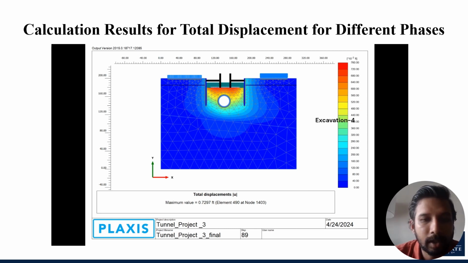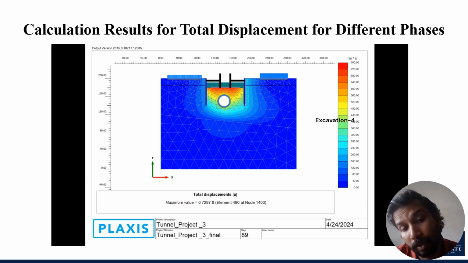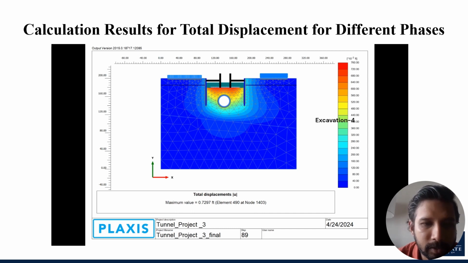Now we can see when we excavate our soil below the groundwater table. Our groundwater table is at 15 feet. So after the cut we made at 20 feet, we can see there is water pressure acting uniformly downward as a uniform load. Still, the highest amount of soil displacement occurs at the top of the tunnel.